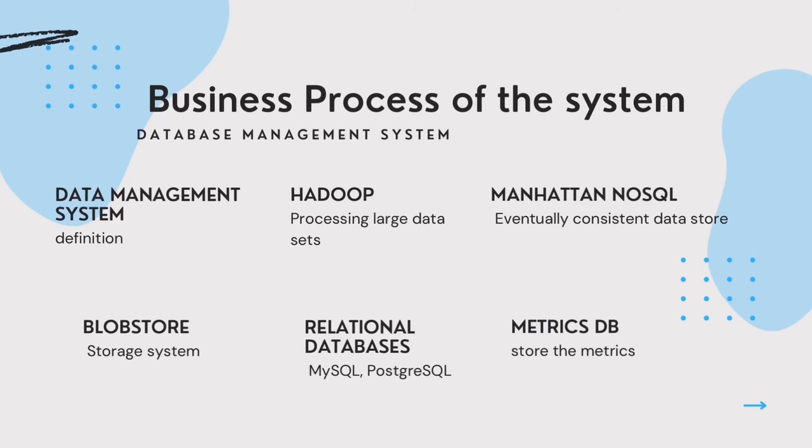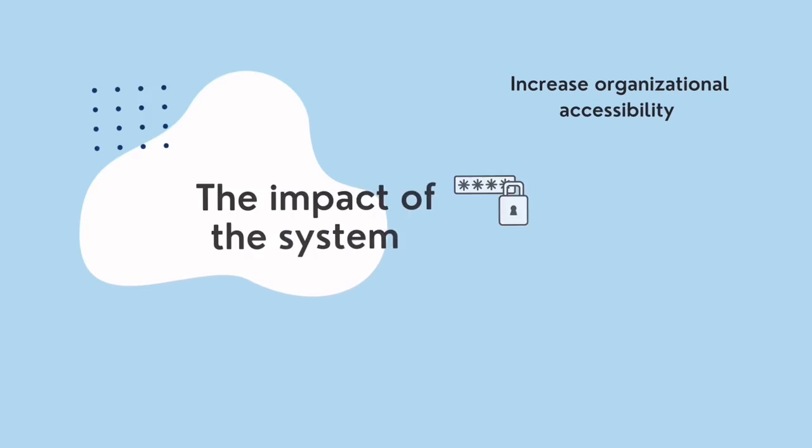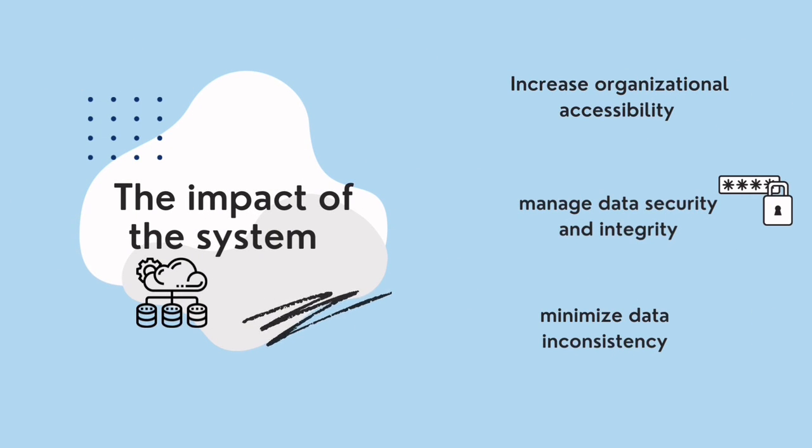It has MySQL clusters with thousands of nodes serving millions of queries per second. MySQL has two primary use cases, providing reliability and performance in the overall distributed store. Metrics DB is used at Twitter to store the metrics, and its ingestion rate is more than 5 billion metrics per minute. The impact of the system.